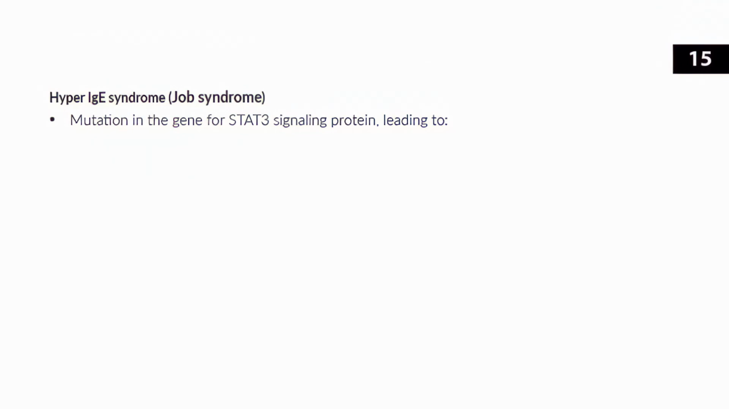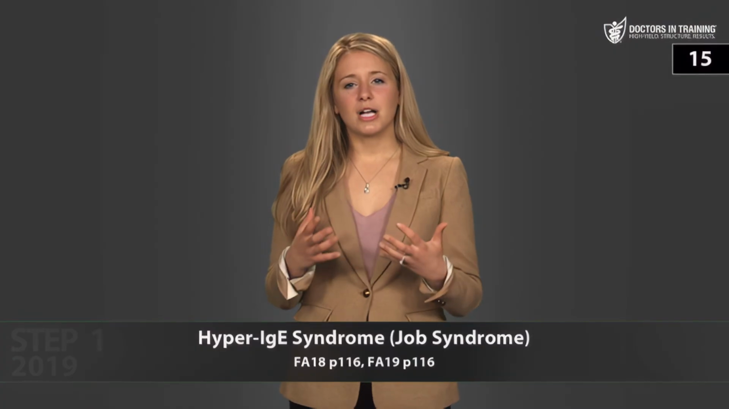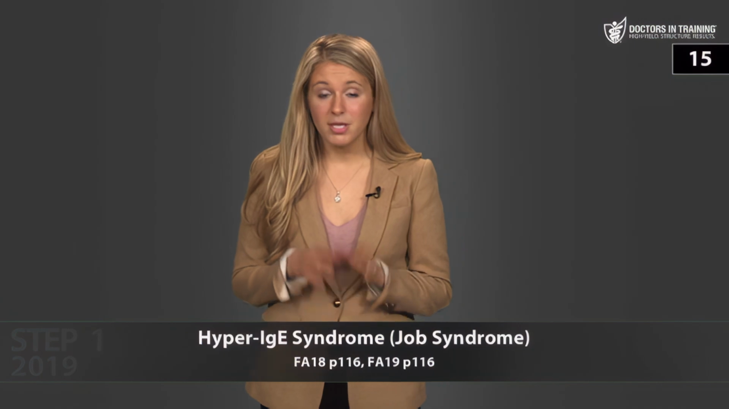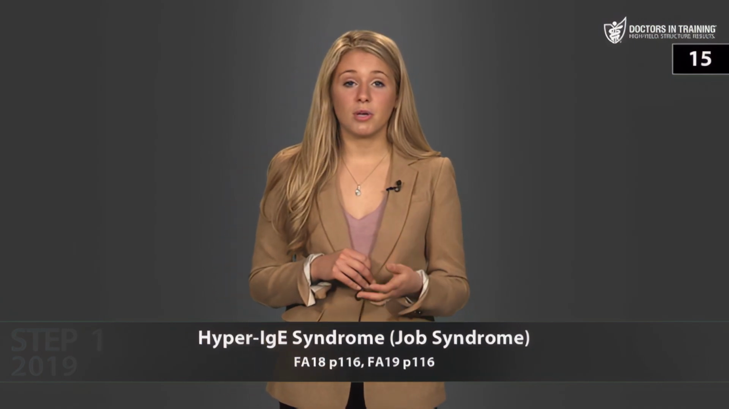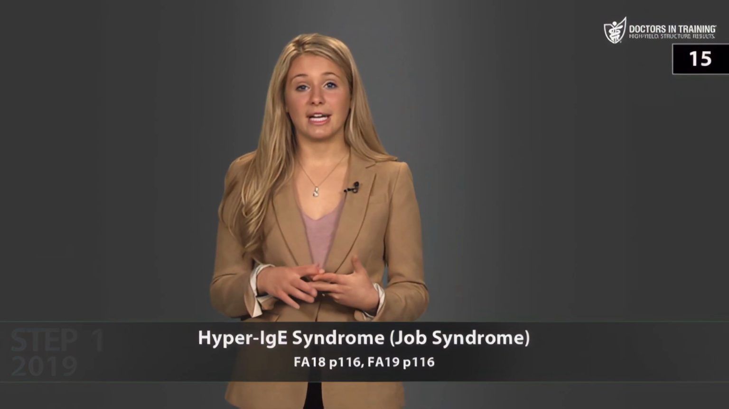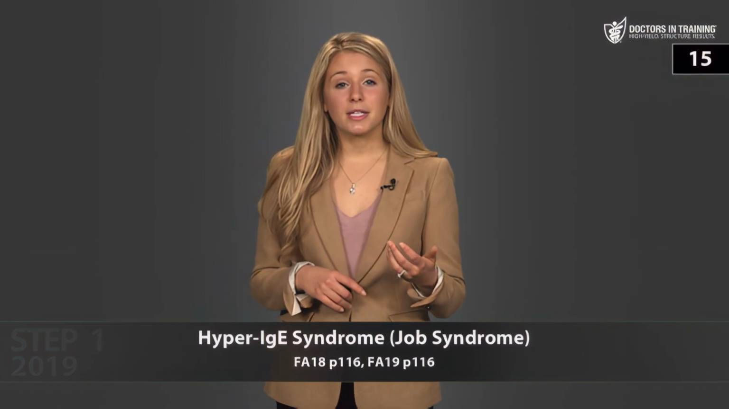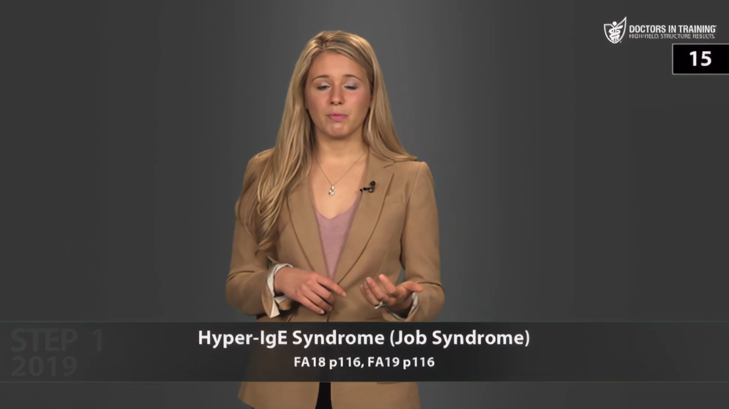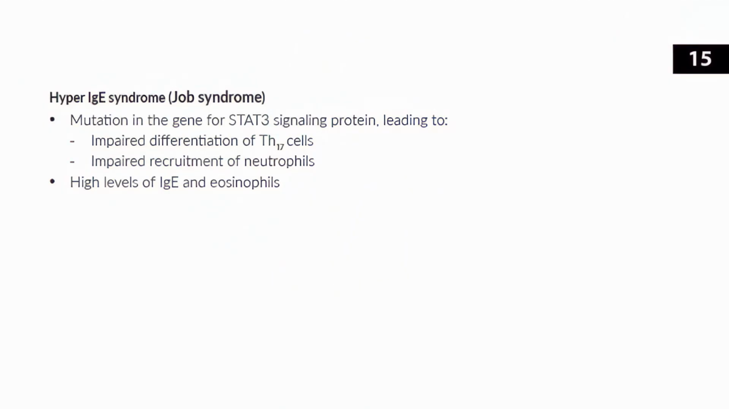This leads to two main immune system problems: impaired differentiation of T helper 17 cells and the impaired recruitment of neutrophils. We haven't talked about T helper 17 cells because they aren't very well understood, and because they aren't high yield for Step 1. But T helper 17 cells do live in the mucosa and produce cytokines that recruit neutrophils to fight opportunistic infections, like staph and Candida. So, some review books classify hyper-IgE syndrome as a T-cell disorder, but I think it's useful to group it with the phagocyte and neutrophilic disorders. These patients also have high levels of IgE and eosinophils, but we don't really understand why.